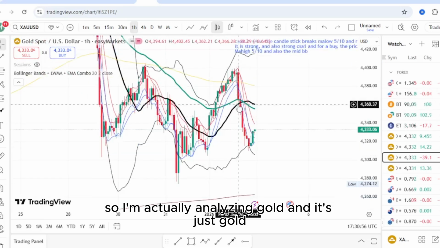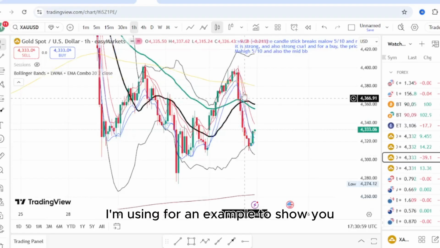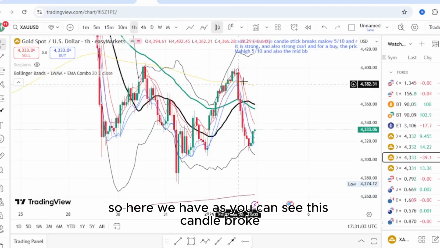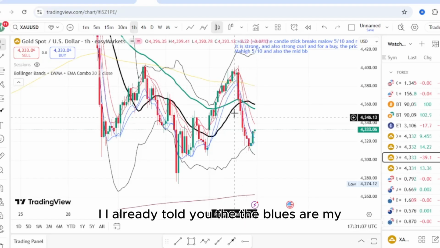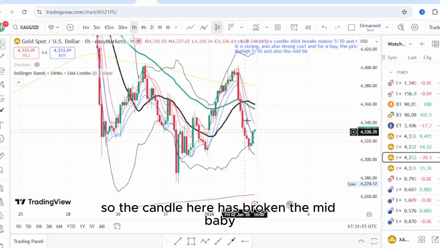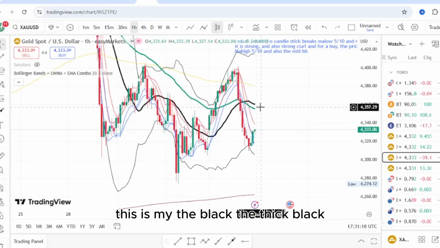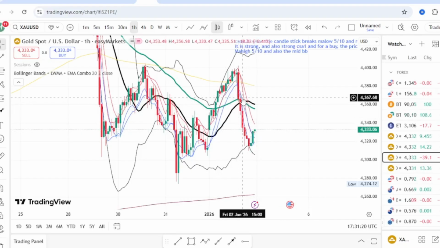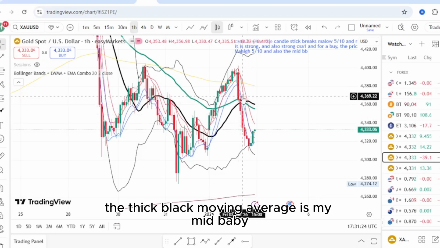So here we have, as you can see, this candle broke. I already told you the blues are my lows, 5 and 10. The red are my highs, 5 and 10. So the candle here has broken the mid BB. The thick black moving average is my mid BB. So this particular candle has broken the mid BB.